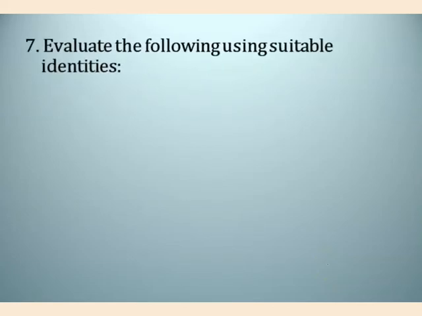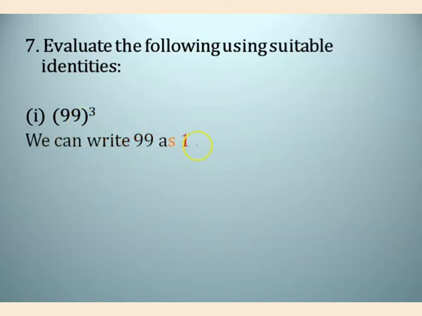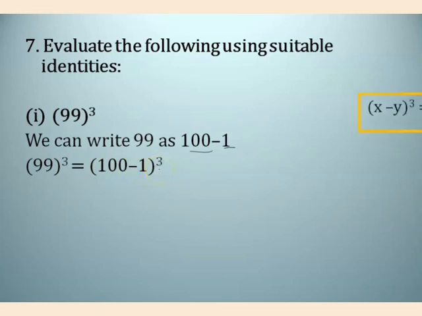The next problem is evaluate the following using suitable identities. So 99 the whole cube. 99 can be written as 100 minus 1. So in the place of 99 we are going to write 100 minus 1. Why are we writing this? Because to use the identity we need an x term and a y term. So we can take this term as x and this one as y. So 99 the whole cube can be written as 100 minus 1 the whole cube.